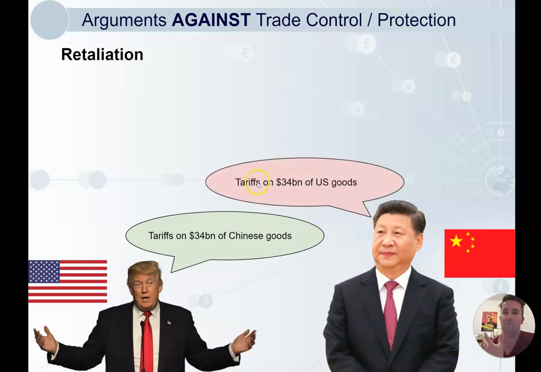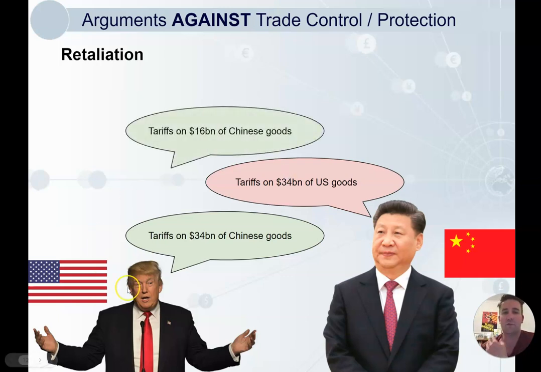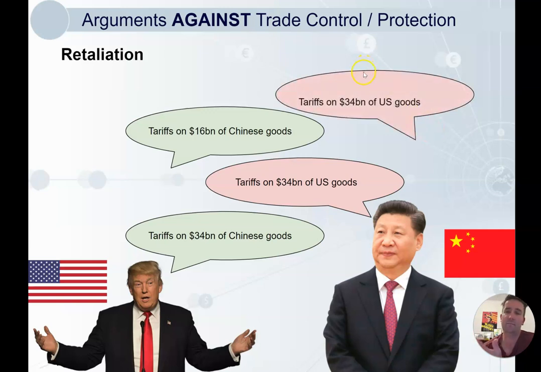China responded, well, we'll do the same to your goods, right? So then Trump had to respond again. Well, we'll put more tariffs, another $16 billion of Chinese goods. And then the Chinese escalated it again, tariffs on $34 billion of US goods. So everyone sort of lost out. Everything got more expensive for both countries because they did import a lot from each other.